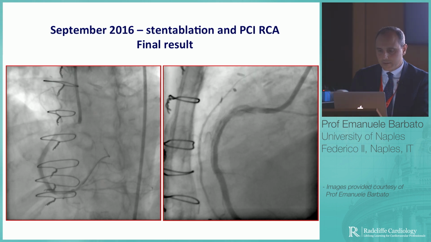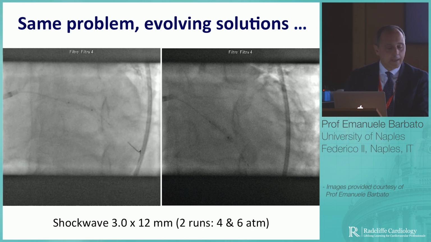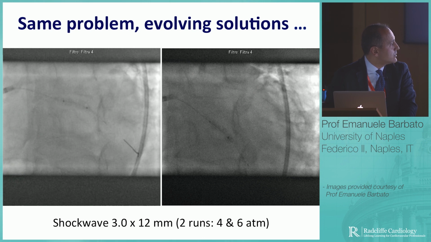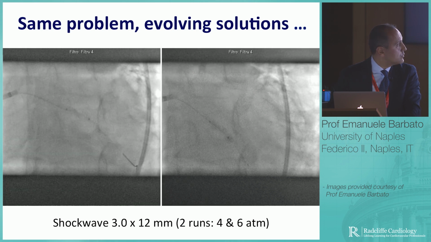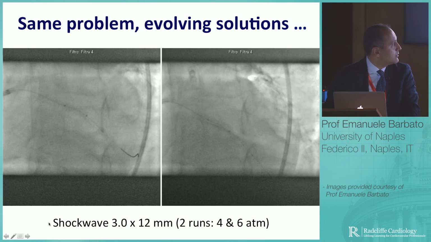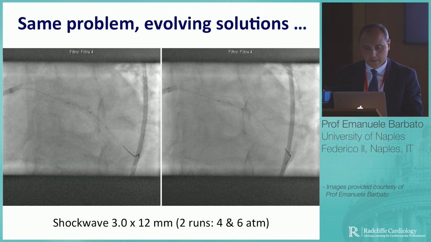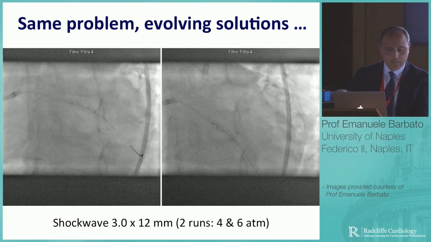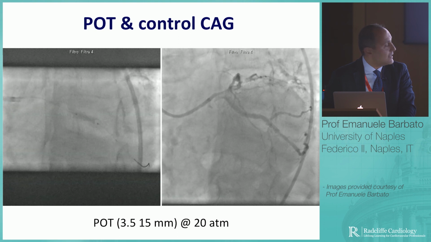Coming back to our patient, we hope not to see this situation anymore. But we managed this under-expanded stent again with shockwave 3.12. Let's see if it moves. And also towards the end here, you will see at 6 atmospheres that the balloon opens up a little bit. When we perform further POT, you see now the balloon is much better expanded, leaving this result.